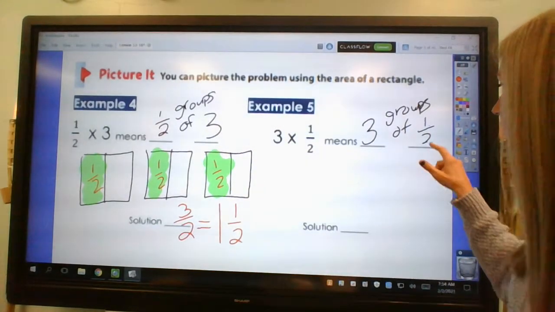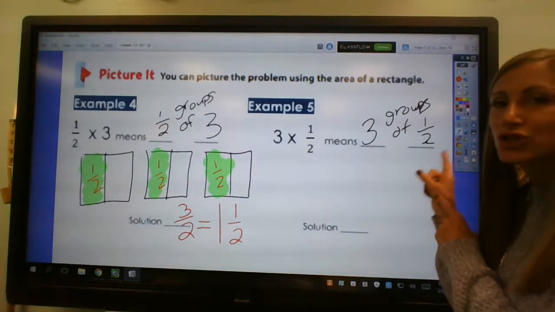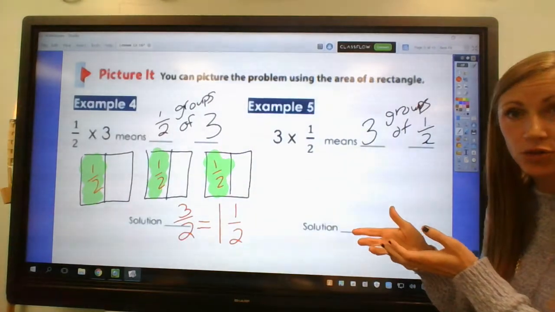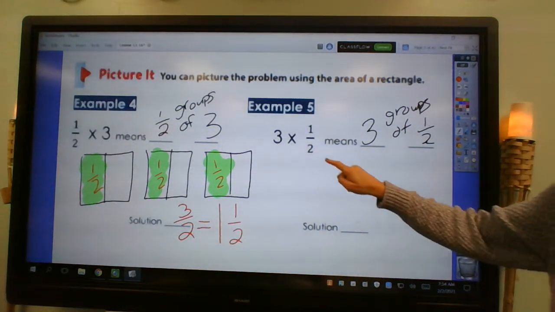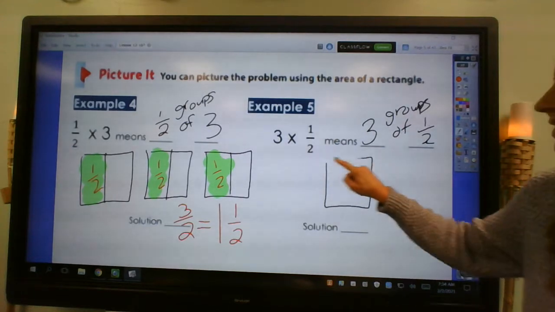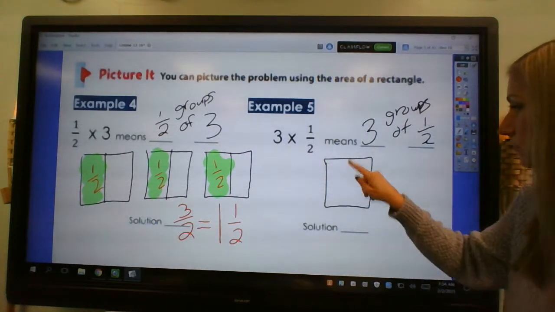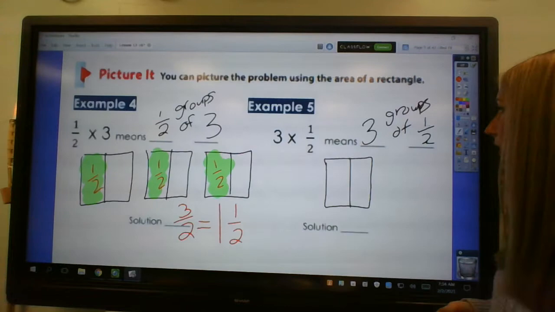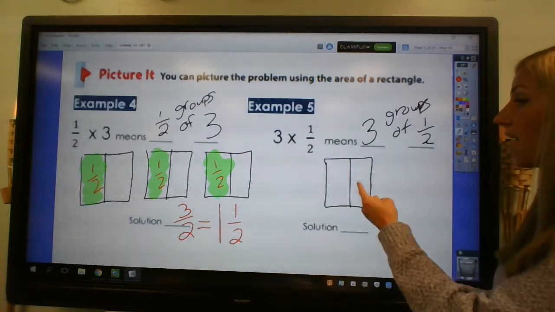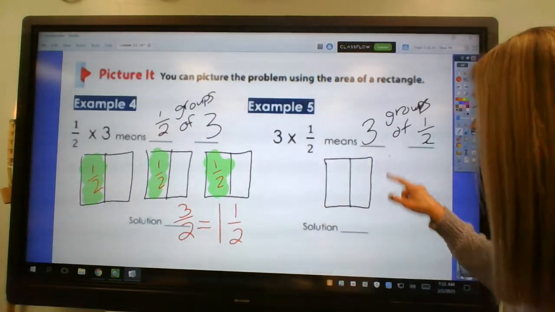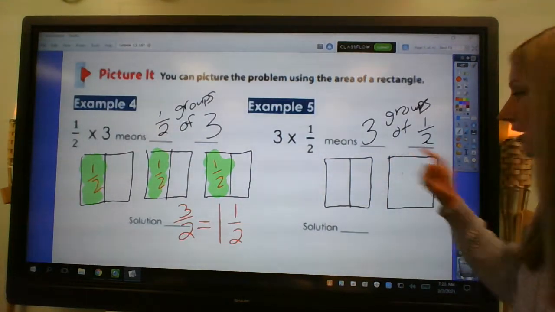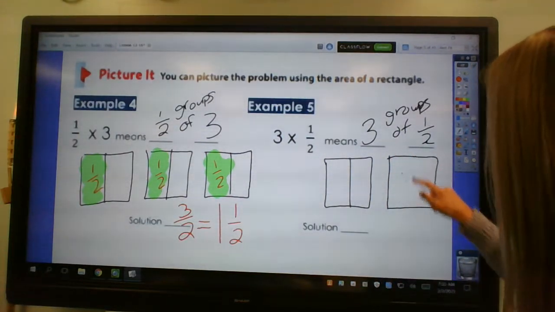So 3 groups of a half. That means I need to start with a half and make it into 3 groups. So if I have a half, I'm going to need to have a whole in order to make that half. Okay, so I need 3 groups of half. So here's a half, right? Here's a half. I need another whole to make another half.